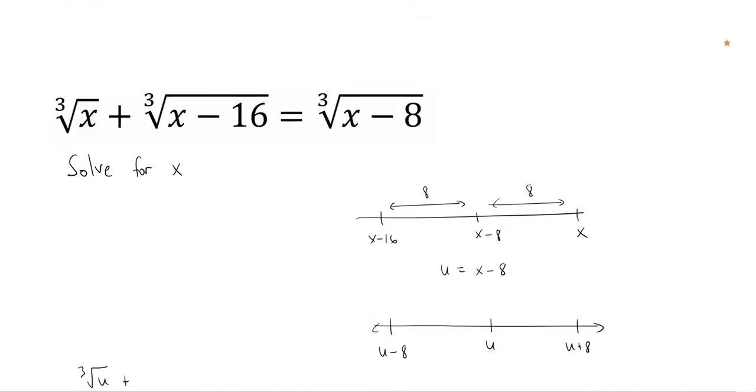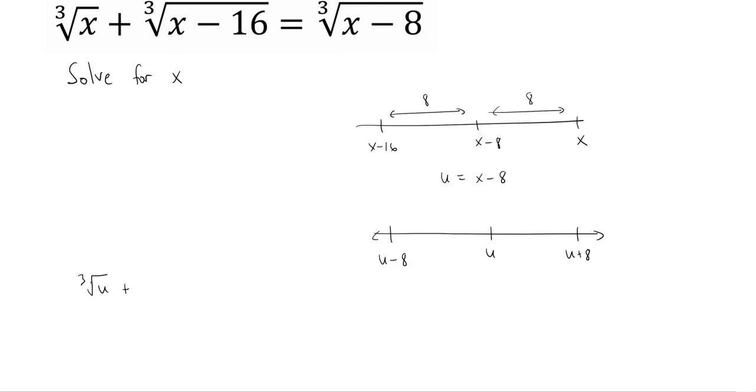Okay. So we can rewrite the equation that we're looking for as the cube root of, let's see, what was it? It was x. So the cube root of u plus 8. And then the cube root of, let's see, x minus 16, that became now u minus 8. And on the right-hand side, we just have the cube root of u.